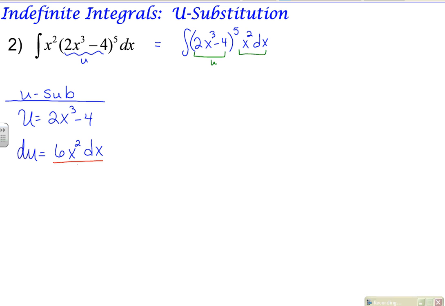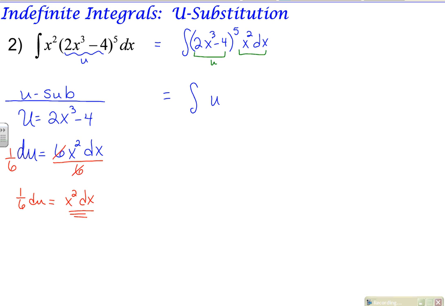So, algebra says we can do this. Multiply both sides by 1/6. It clears it over here, and I'm sitting with 1/6 du is equal to x squared dx. That's what I need. I need x squared dx. Perfect. So now let's go into our substitution.